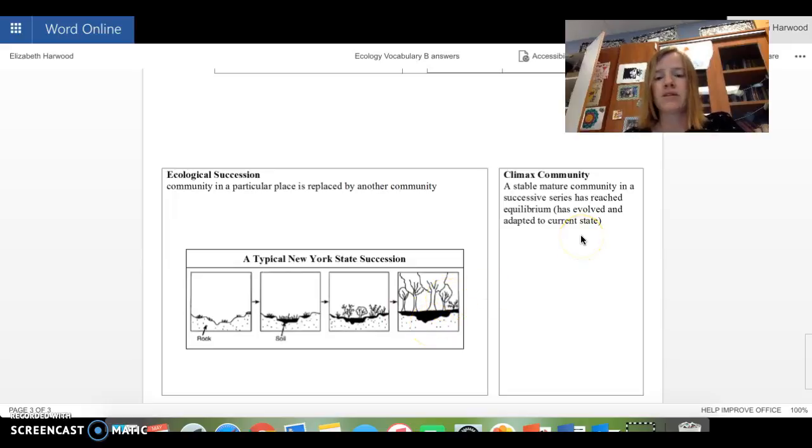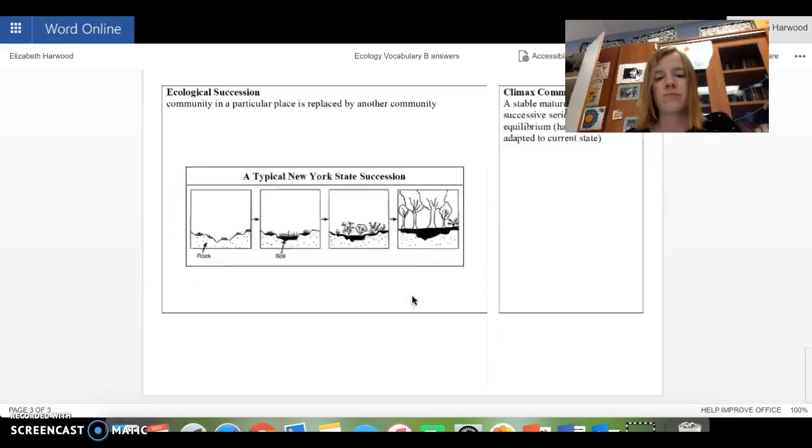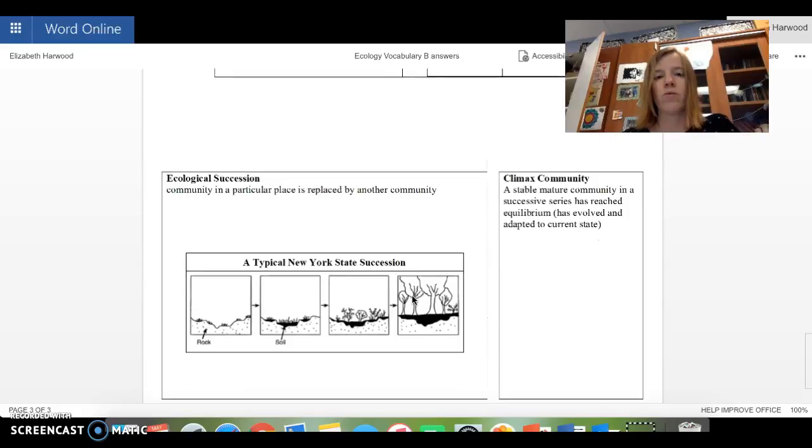And then a climax community is a stable, mature community in a successive series. It has reached equilibrium and it has evolved and adapted to the current state. So that would be this last phase here. This is now like a forested area, and that would be the climax community. Okay, so that's it. We will have some questions for you guys to do, and you can use this worksheet to help you out.